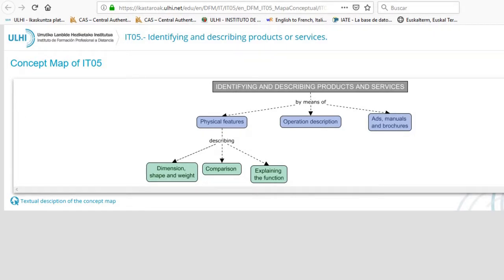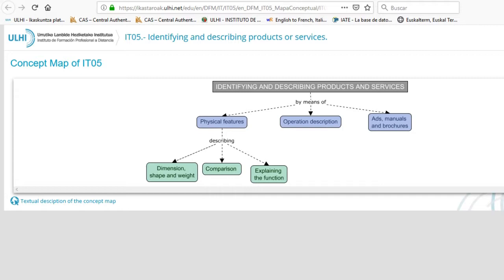The title of it is going to be Identifying and Describing Products and Services. How are we going to do this? We'll do this by means of three elements: physical features, operation description, ads, manuals, and brochures.